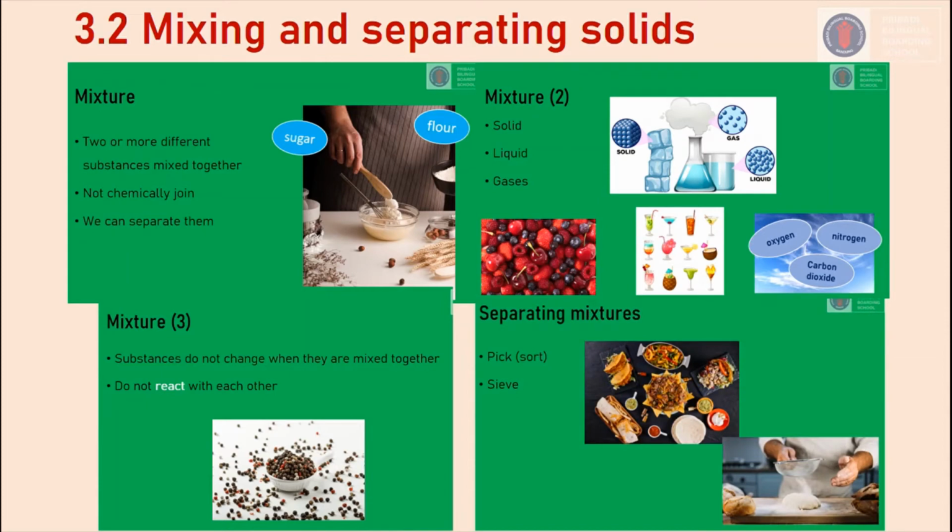And how can you separate it? Since it's not chemically joined, we can separate it easily. One, we can use our hands, picking up one by one, or sorting. It's usually useful for taking the big particles. And if the particles are small, you can use the help of a sieve.